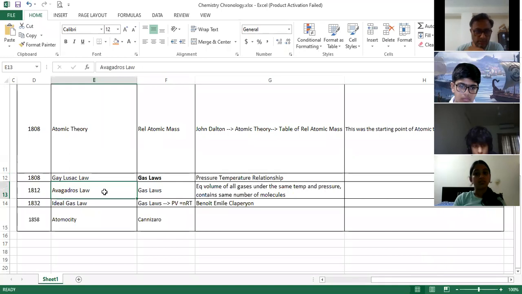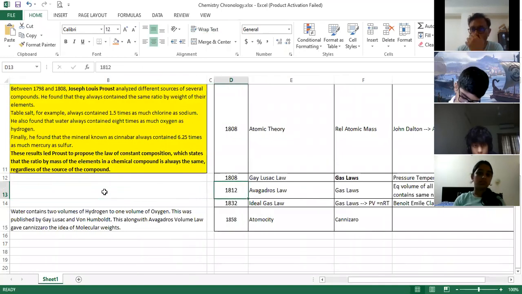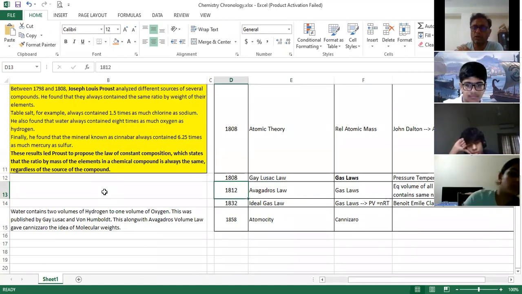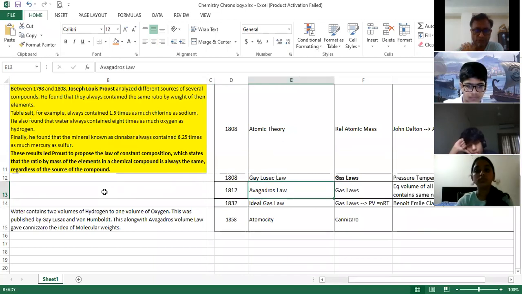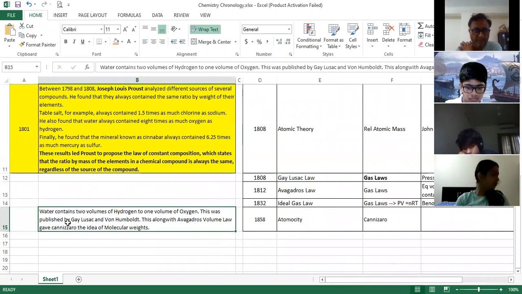Then what happened? This fellow Avogadro is there, no? He's the smart dude. This is in 1812. He observed all the gas laws: Charles' law, Boyle's law, Gay-Lussac's law. He observed all these, and he looked at this particular experimental verification done by Gay-Lussac.